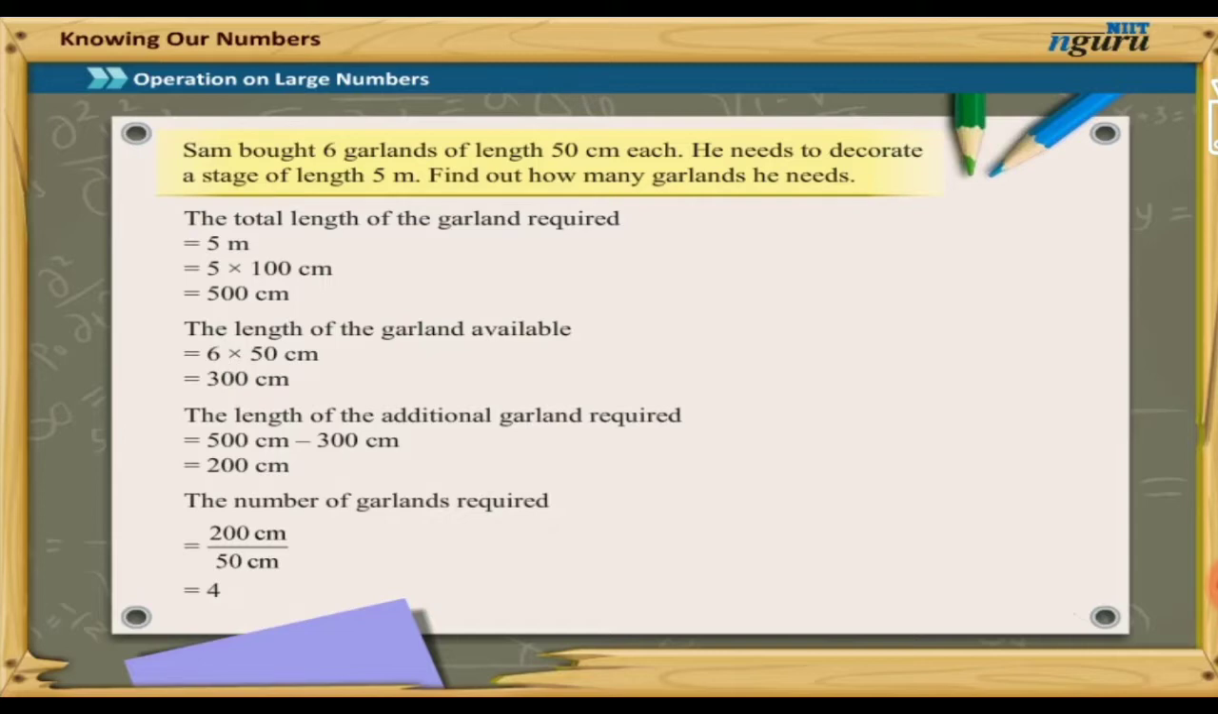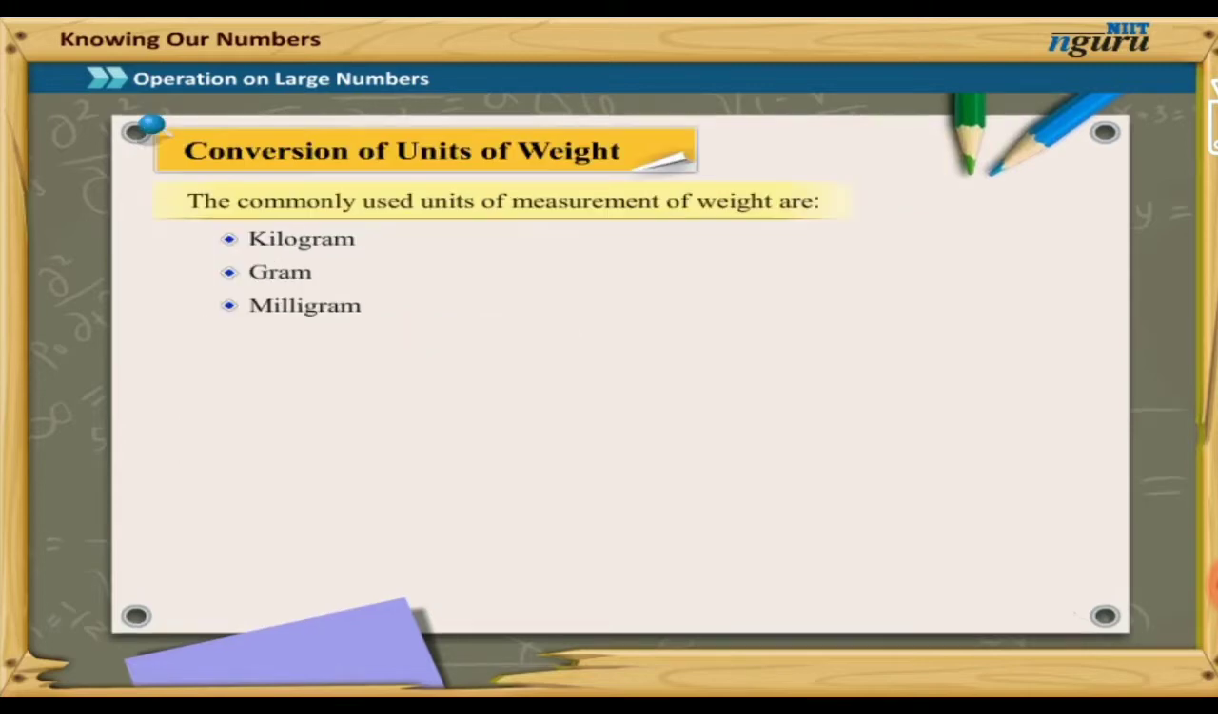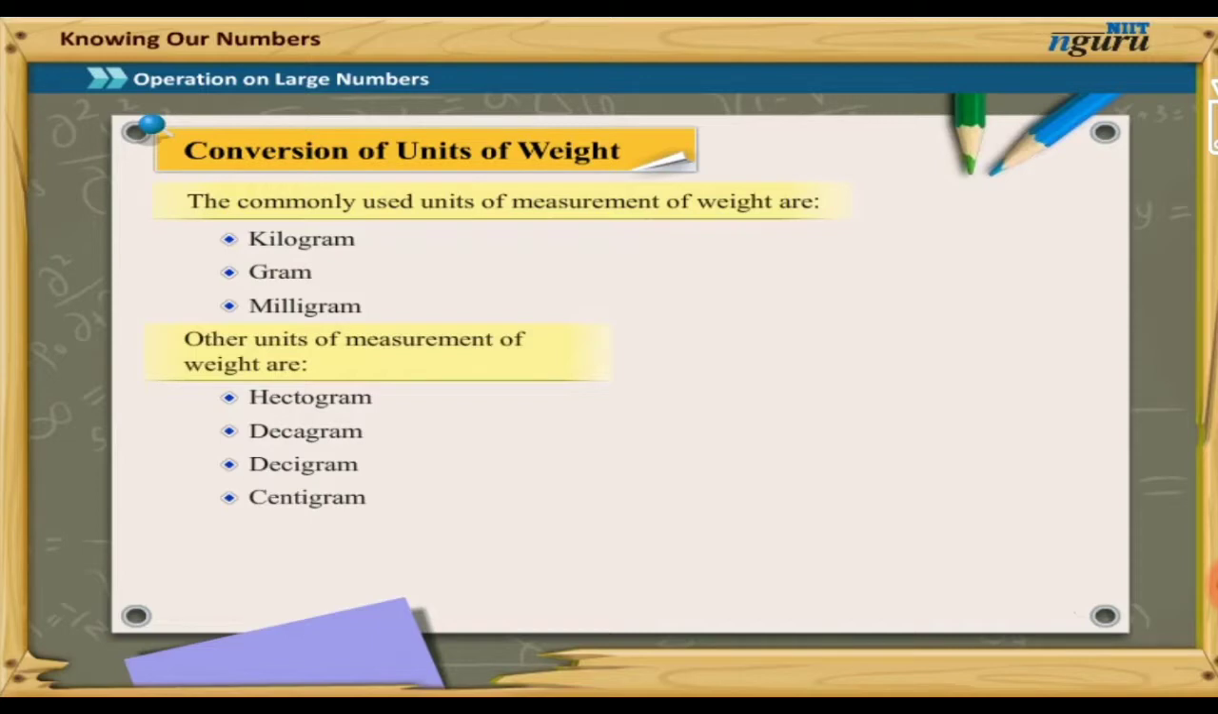Let us learn about conversion of units of weight. The commonly used units of measurement of weight are kilogram, gram, and milligram. Other units of measurement of weight are hectogram, decagram, decigram, and centigram. But the standard unit of measurement of weight is gram.